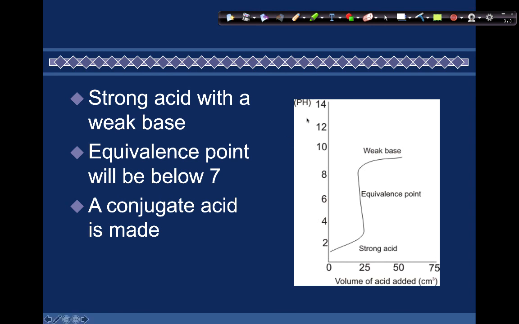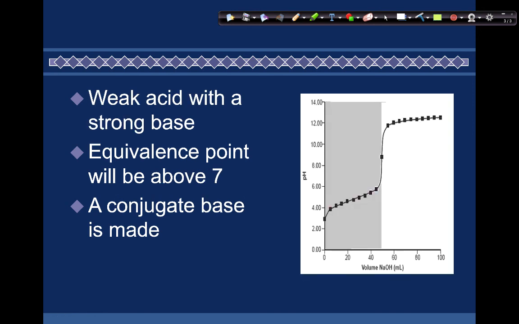If you have a strong acid with a weak base, your equivalence point is going to be slightly below 7. And that's because a conjugate acid is made with a weak base. So I've made something that is acidic. So my dramatic change in pH happens right here. The middle of that is about 6. So my pH is about 6 here. And then if I were to have a weak acid being titrated with a strong base, I'm going to see a pH above 7. And that's because I'm making a conjugate base. So I'm making a basic salt.